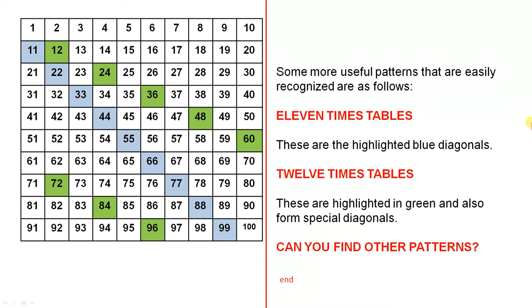Can you find other patterns? I'm sure you can if you look closely. So this video has introduced the hundreds chart, and we've looked at some special patterns involving numbers.